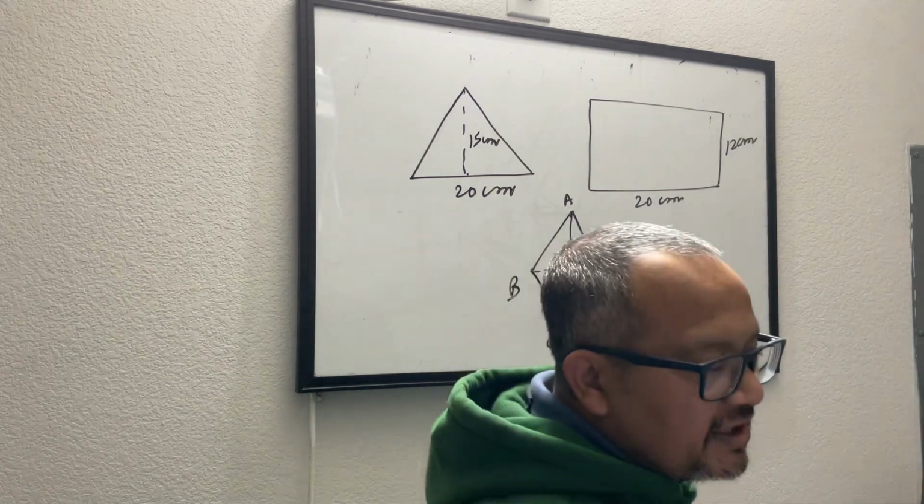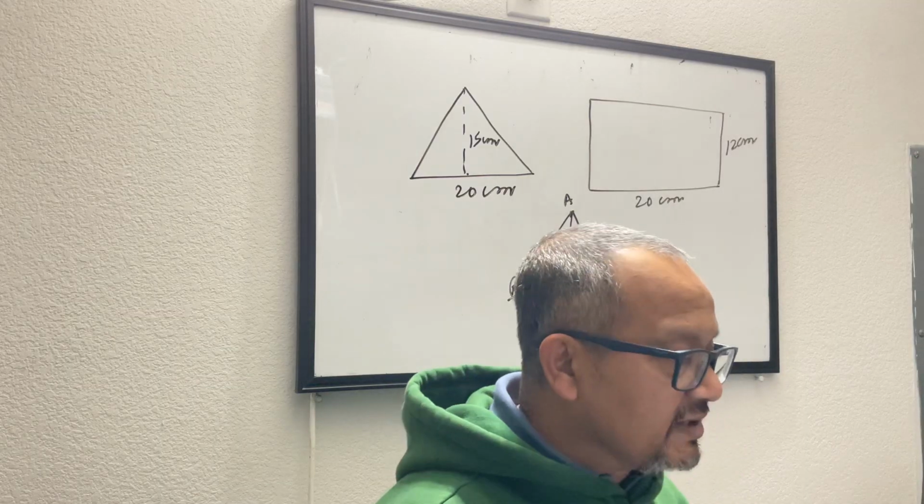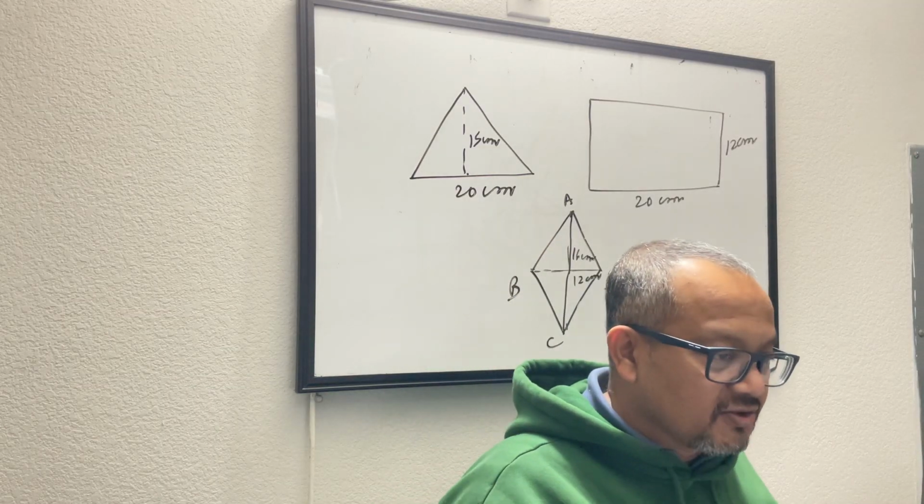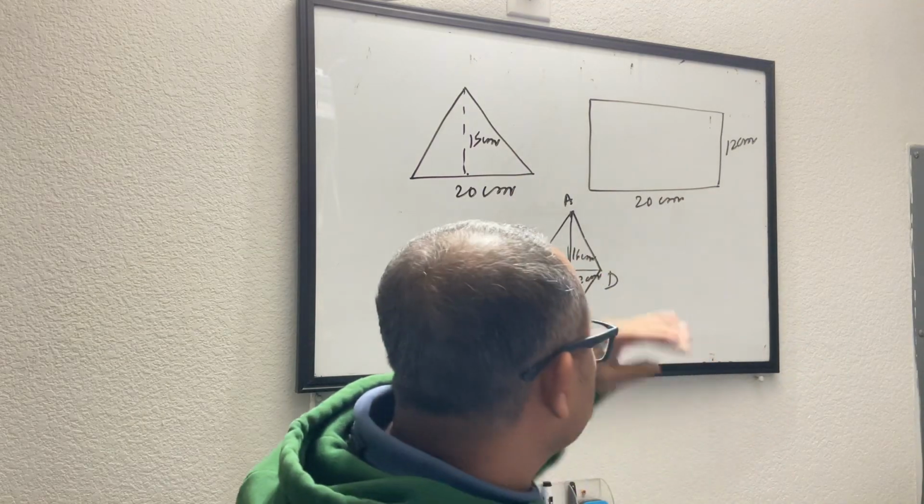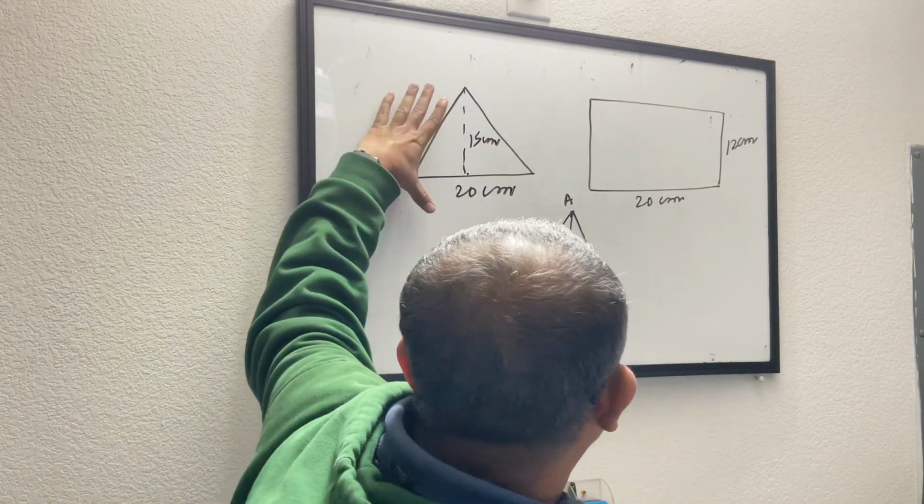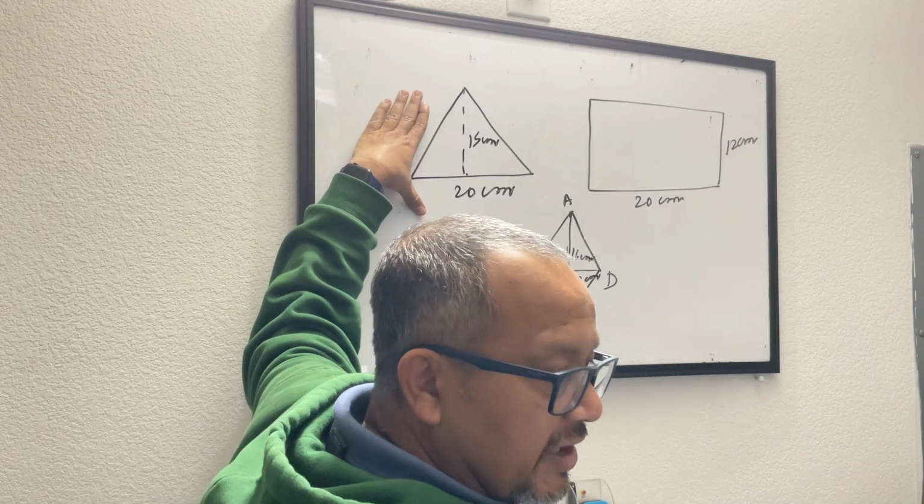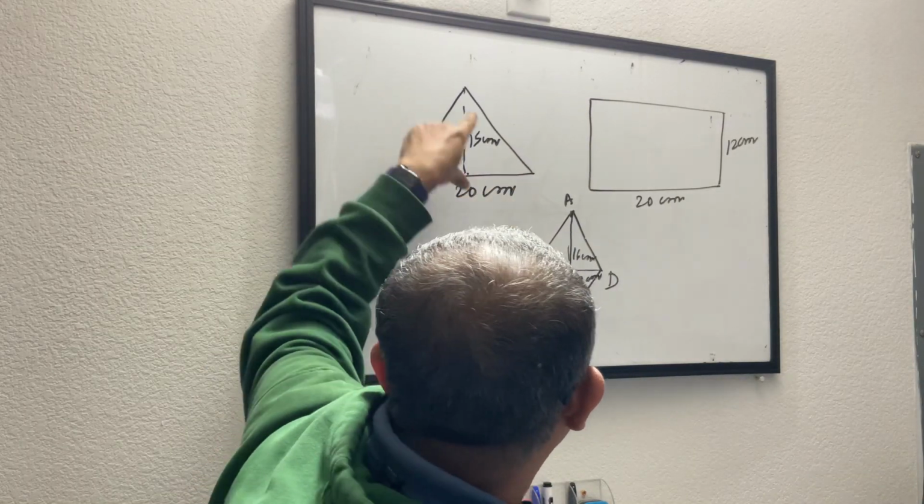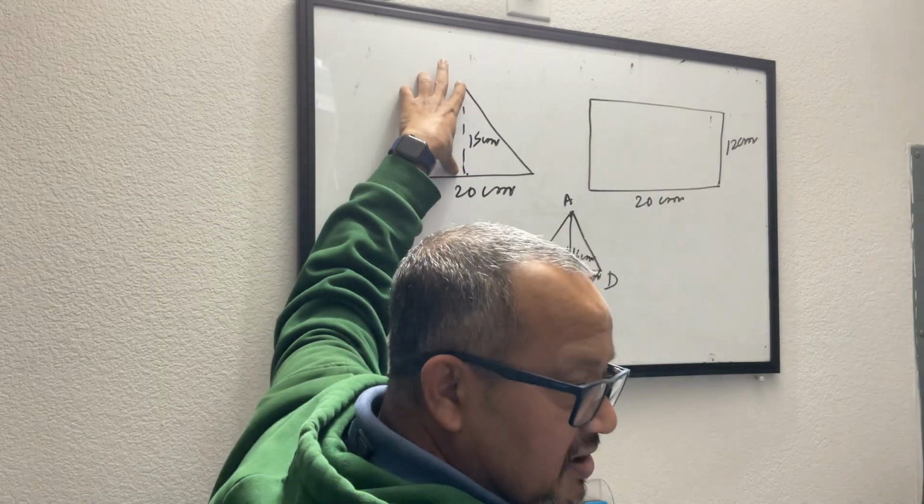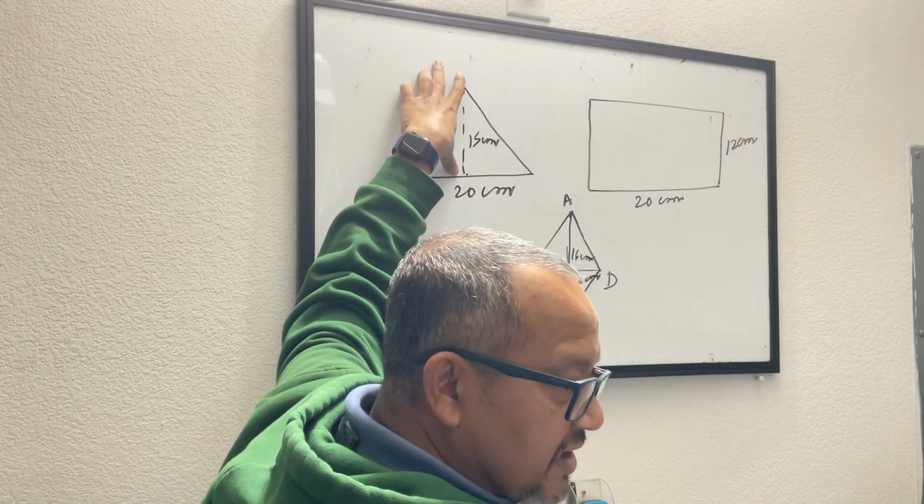Okay, here are 3 shapes. I will read the details of it. Riyans, I will probably come to you after I repeat the question for everybody. Okay, this is one triangle. Base is given as 20 centimeter, height is given as 15 centimeter. Find out the area of this triangle.